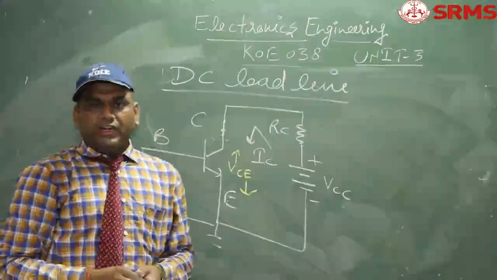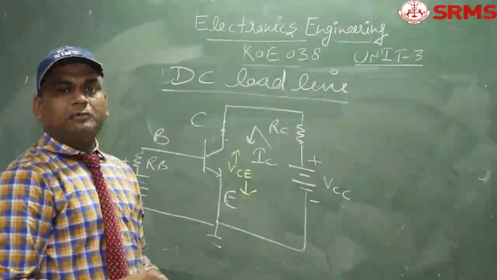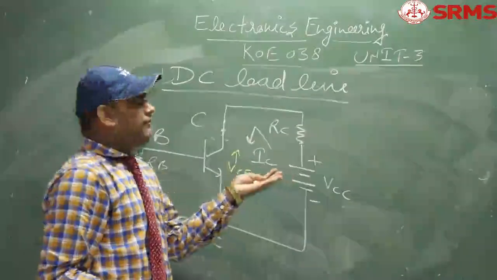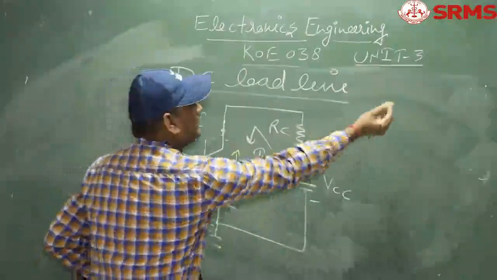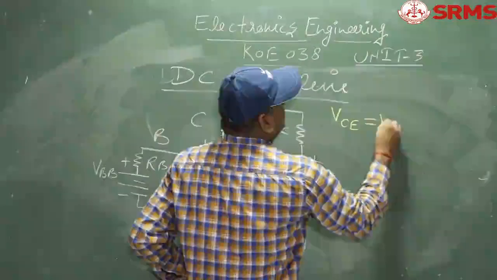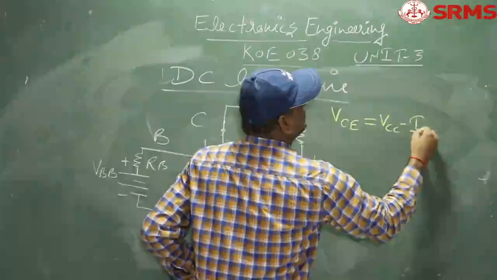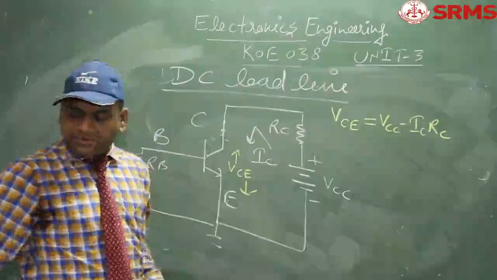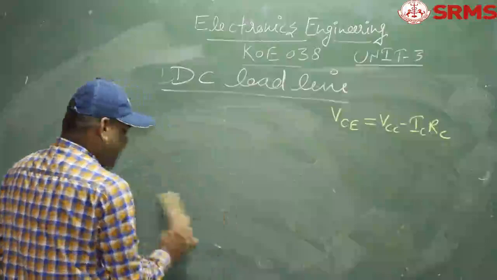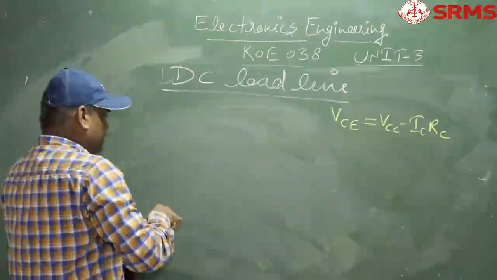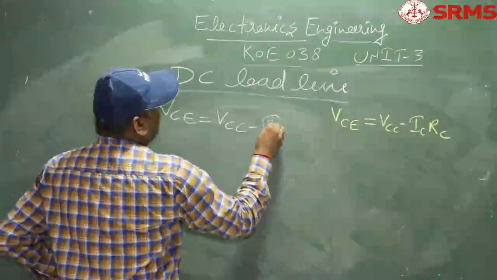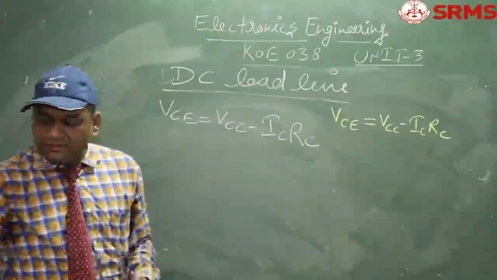So we want to draw the DC load line for the output characteristic, and the output characteristic is plotted between the output voltage and output current for a given value of input current. Is that clear? If you apply KVL, you can directly write VCC minus IC into RC. This is the relationship between the output voltage and the output current for the given power supply VCC. So VCE is equal to VCC minus IC into RC.